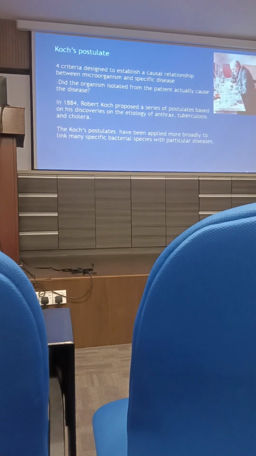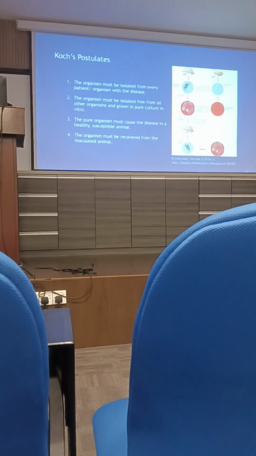Okay, so next, Koch's postulates. Let's look at Koch's postulates. I think you have seen this with probably Lina's first lecture, right? So it's basically 4 criteria to give a causal relationship, right? If there is an infection, is it caused by bacteria A, and can bacteria A cause the infection again? Okay, so these are the 4 criteria.